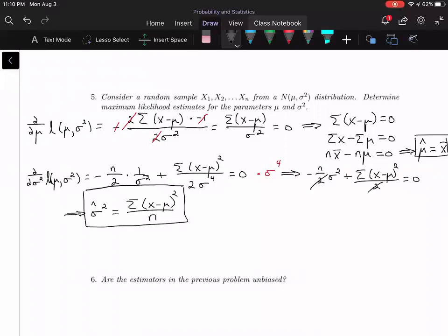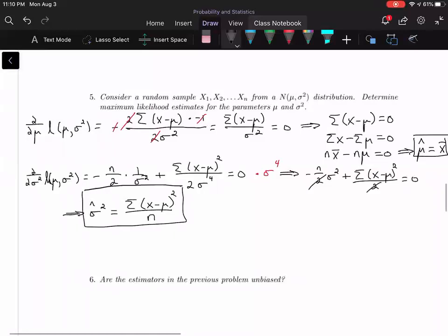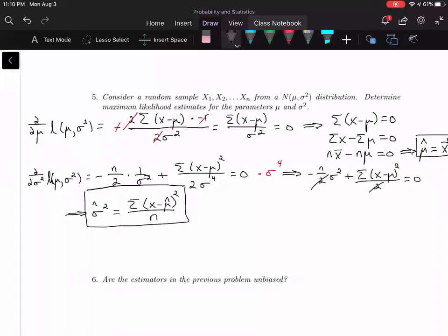What's great is notice that this estimator, the MLE of the variance, depends on the population mean, which we would estimate with X bar. We just found that first, so we know that would be X bar. If we plug that in, you'd have the sum of X minus X bar squared over n. That formula should look familiar, but it's a little different than the one you've actually been using. Does anyone recognize how it differs?